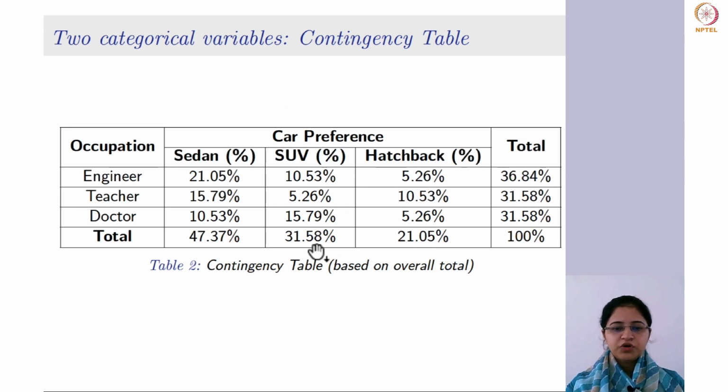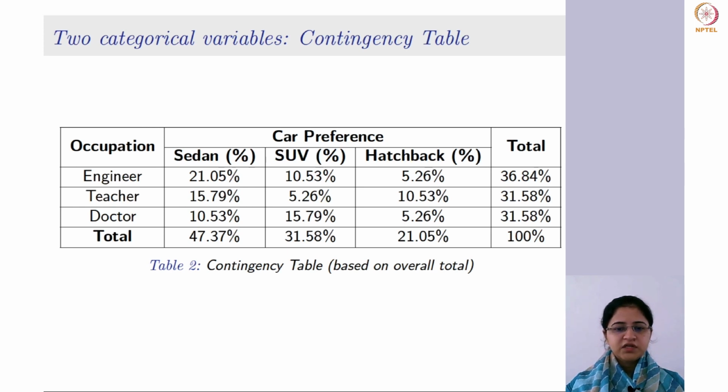So out of the total number of individuals from whom the data has been taken, 21% are engineers who prefer sedan. And out of all those who prefer sedan, that is 47%, 21% are the engineers. Likewise, for SUV, the maximum percentage corresponds to the doctors, and for hatchback, the maximum percentage is by the teachers. So you can make different comparisons based upon the contingency table.